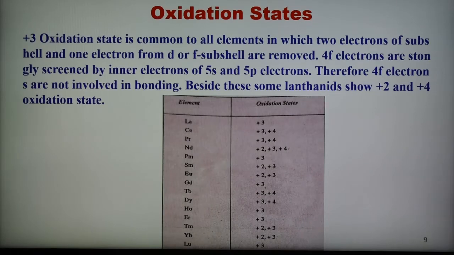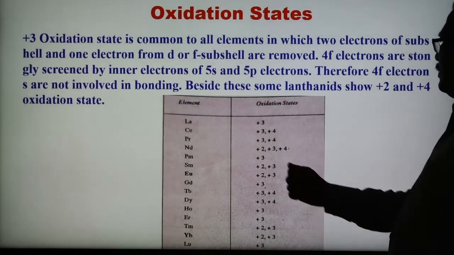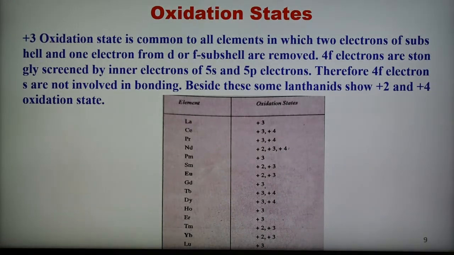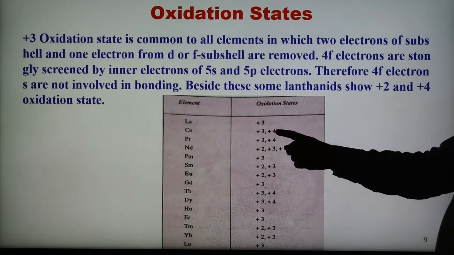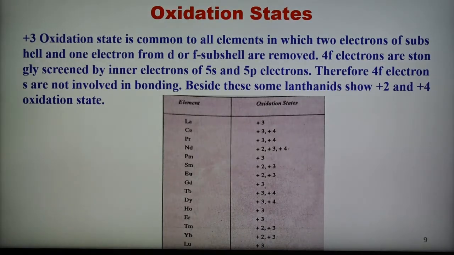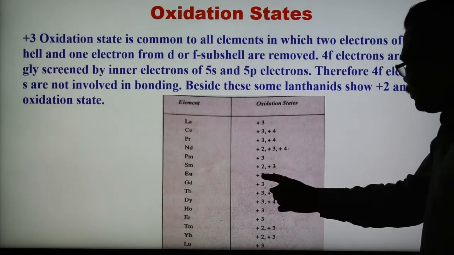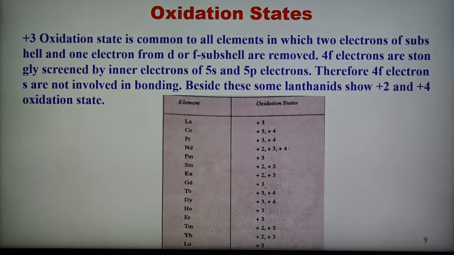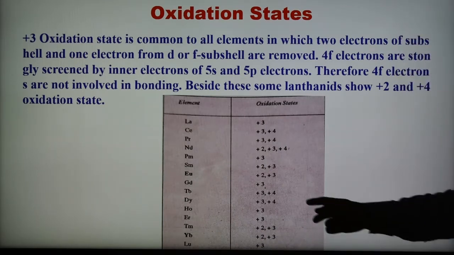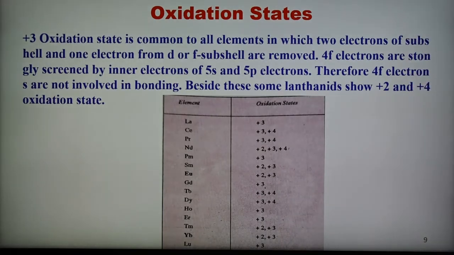So here is the oxidation state, and we can say that +2 is the minimum and +4 is the maximum. Some of the oxidation states are stable and some are unstable, and the unstable oxidation states are shown here. This +4 is an unstable oxidation state, this +2 is also unstable, and this +2 is also unstable. Out of these, for dysprosium the +4 is unstable, and all others are stable.